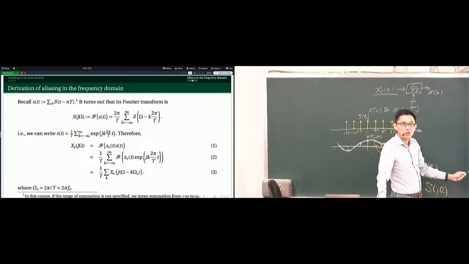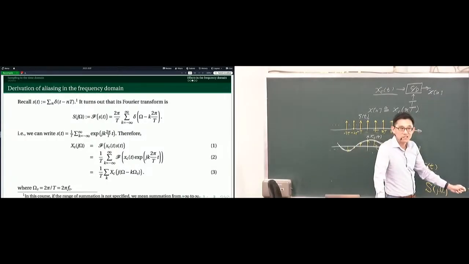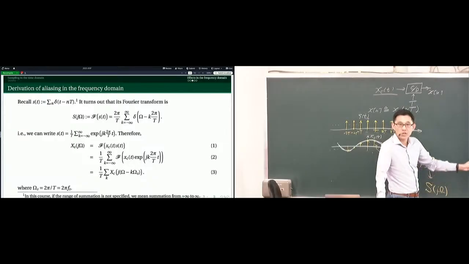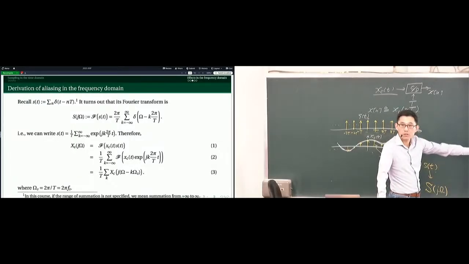Let me stop for a while, okay? Any comment? Is anything not clear? Is everything clear? It's quite tricky. This equation is really the tricky part. It's also problematic, but just bear with me. We are going to assume to be using this equality, okay?